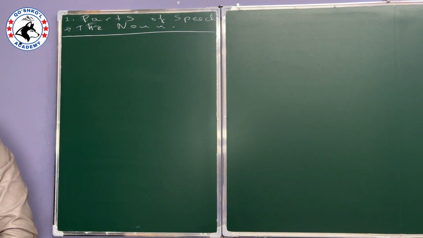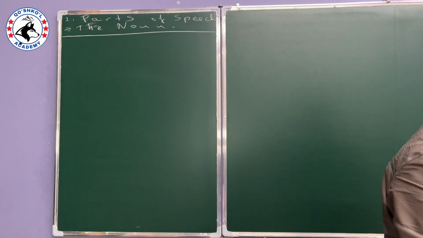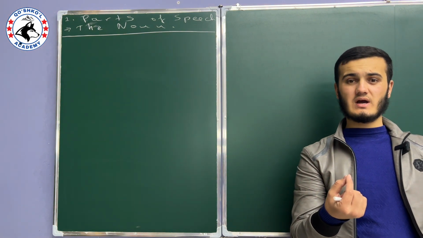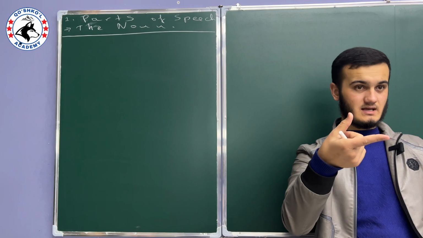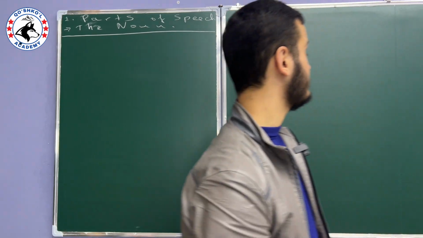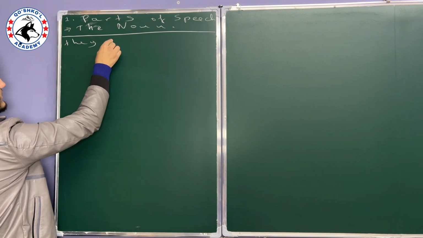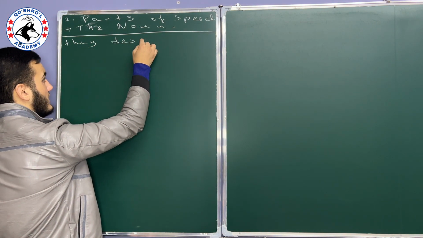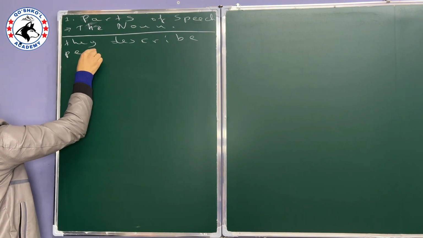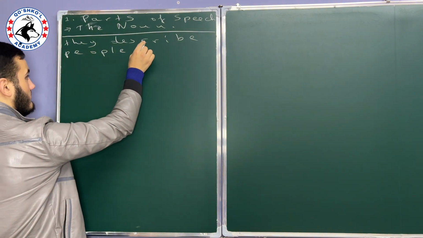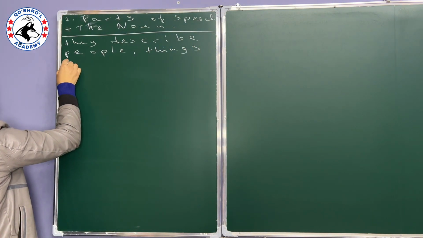Process of movement. What? Process of. Nope. Come on. Nouns describe people, things, and places, yeah? They describe three things: people, things, stuff, and places.